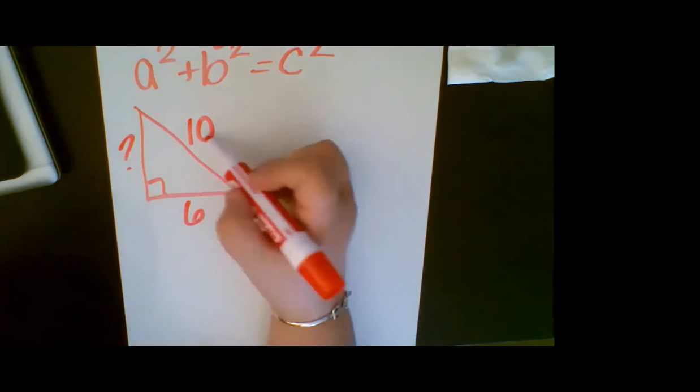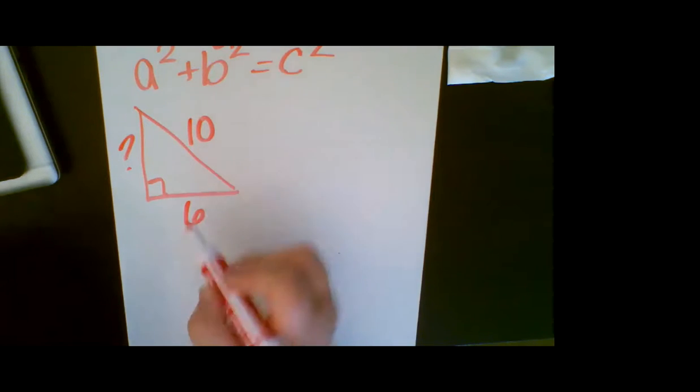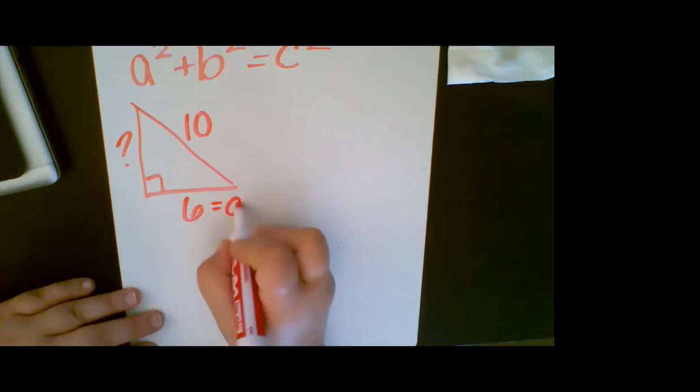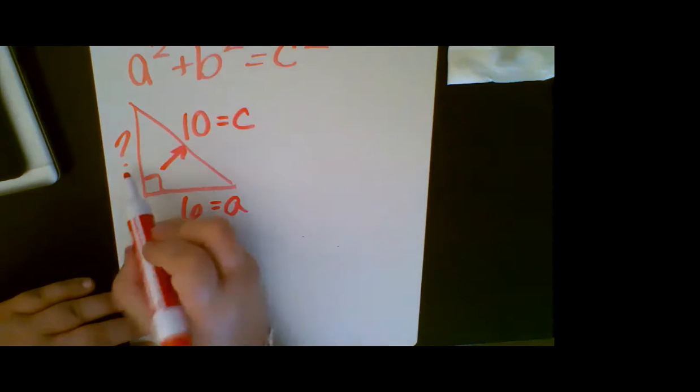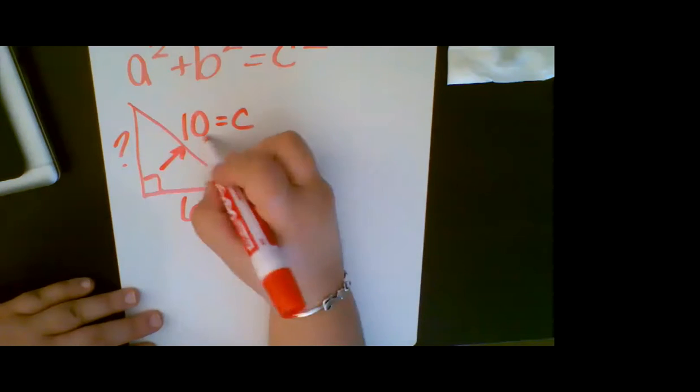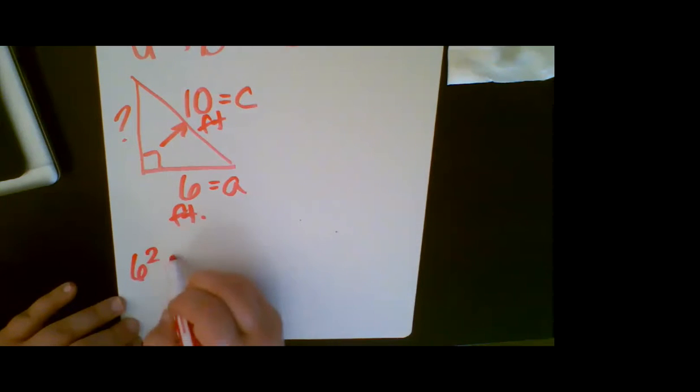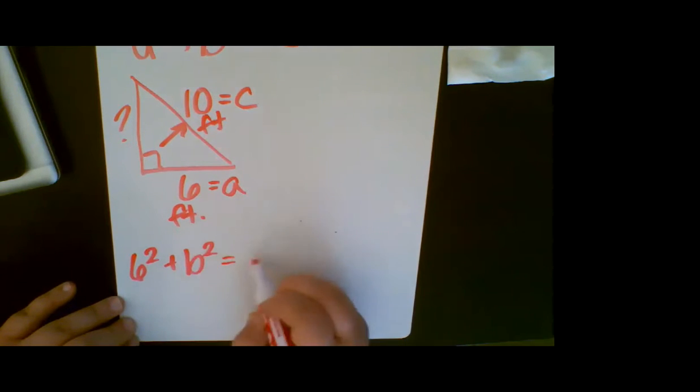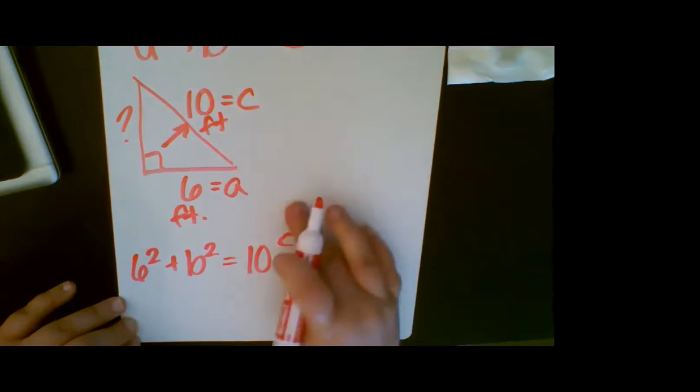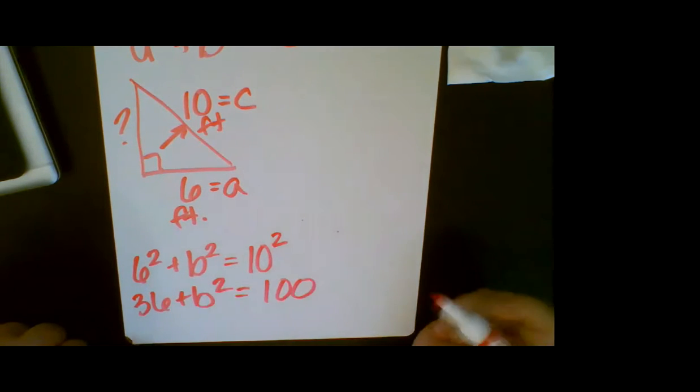So this one's different because we have C this time. We have C, we have, let's call this A. Okay, this has to be C because it's across from the right angle. We don't know B this time. Okay, so let's call this feet and feet, and let's figure out how we solve for B. So let's plug in what we know. We've got A squared, we don't know B squared, and we know C is 10. C squared is 10 squared, okay? 6 squared, 36, easy. 10 squared, 100, easy.